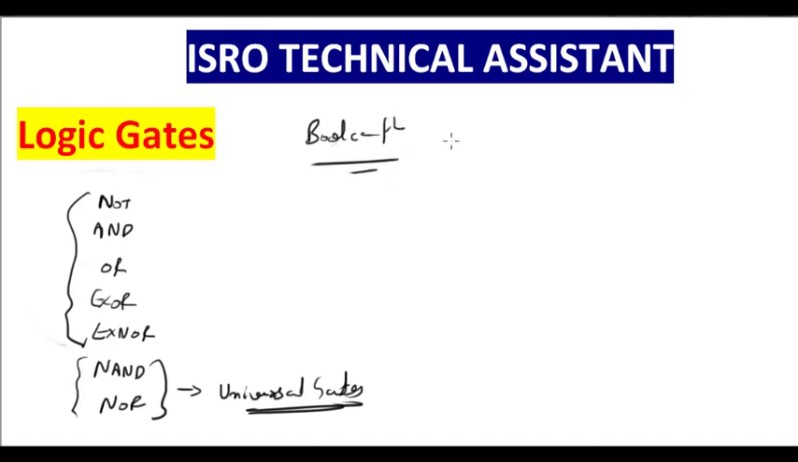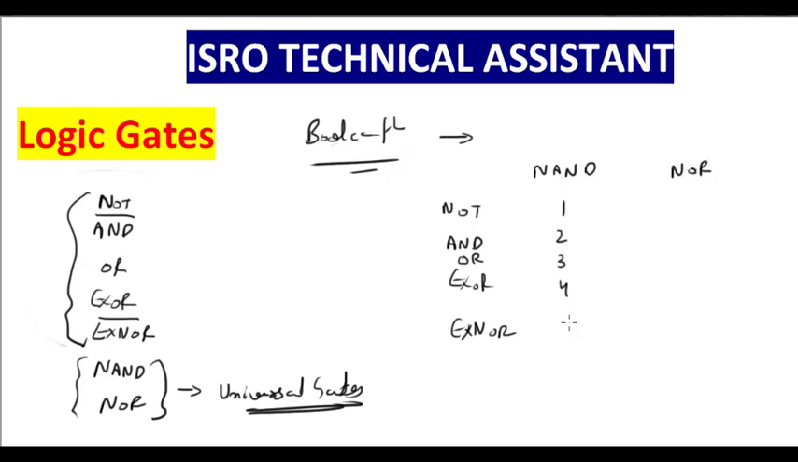Now a question comes in the paper like how many NAND gates are required to implement a NOT gate, how many NAND gates are required to implement an XOR gate, how will you find that? I will tell you a simple trick to remember this. First of all, write like this: NOT, AND, OR, XOR, XNOR. Here write NAND, here write NOR. Now 1 2 3 4 5, simply write 1 here, then 2 3, interchange the data, 3 2, then 4 5, interchange the data, 5 4. Now you can easily answer the questions by seeing the table.